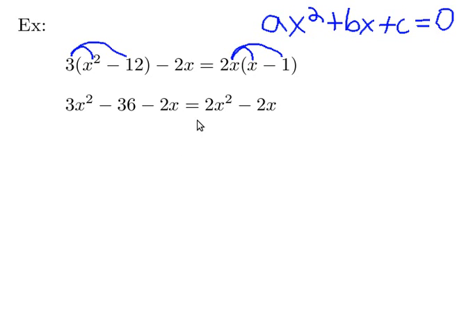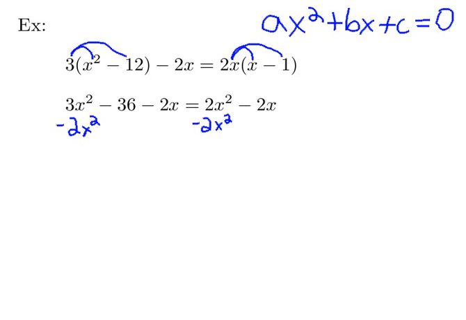Now we want to subtract 2x's from both sides. What I'm trying to do is, now that I've distributed everything that could be distributed, I want to get all of my terms on the left side of the equation. So that means I want to subtract 2x from both sides, 2x squared. And you can subtract 2x squared from this side too, 2x squared.